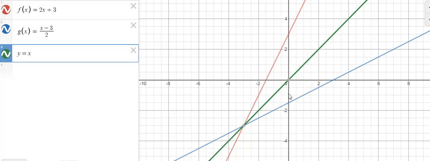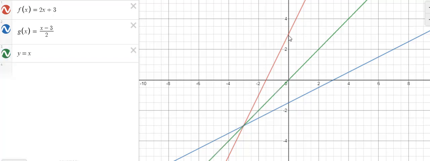So what do I mean by that? Let's say this is a paper, and when you fold the paper along y equals x, these two graphs will overlap. So basically, let's say you draw a perpendicular line. The distance from here to here will be the same as the distance from here to here. Just know that y equals x becomes the line of reflection of these two inverse functions.